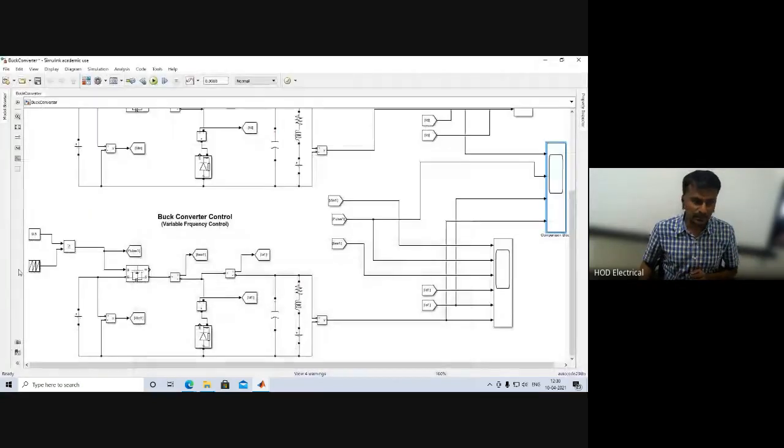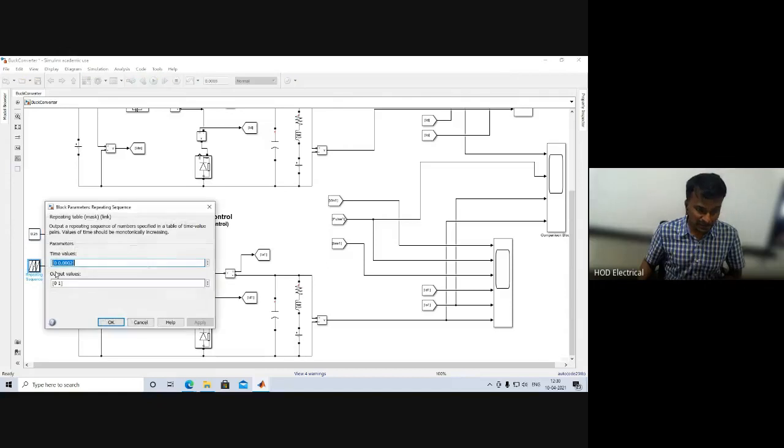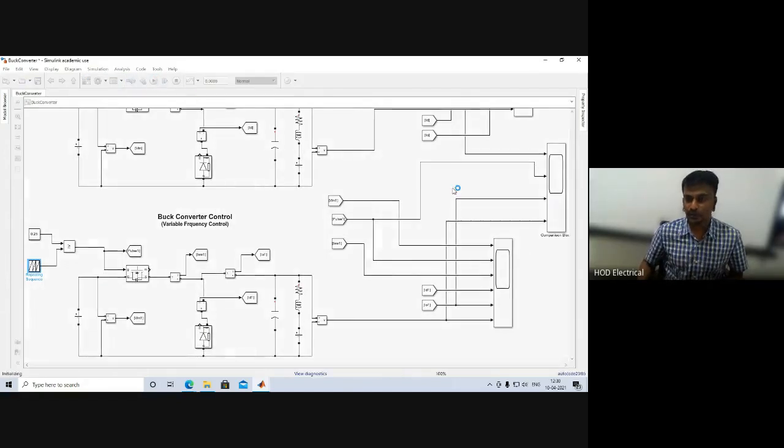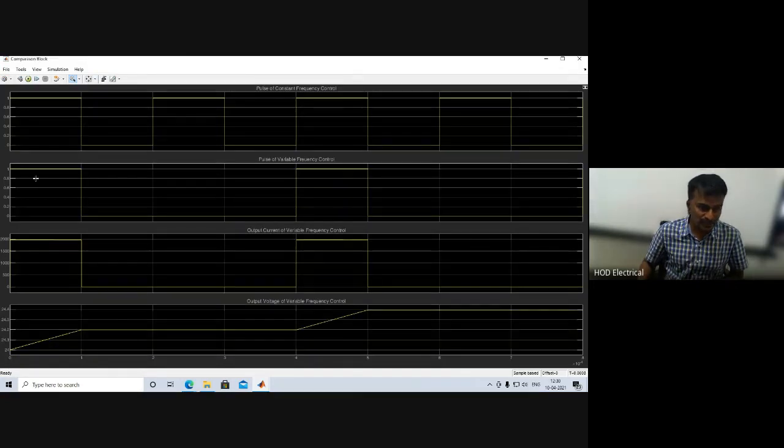So let me check now. I am going to reduce the duty cycle to 0.25 and increase the switching time from 0.002 to 0.004. If you run and check this waveform, see here now, on time is constant, but off time I am increasing. If on time is constant and off time is increasing, automatically the duty cycle reduces and discontinuity will happen. That is why there is a back EMF here.